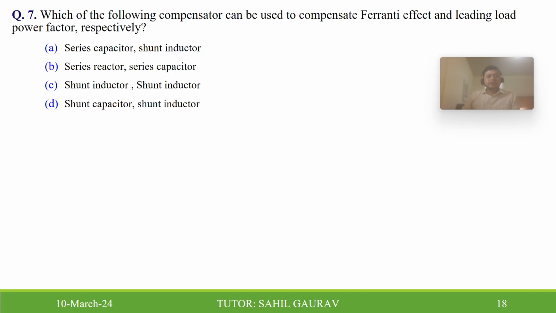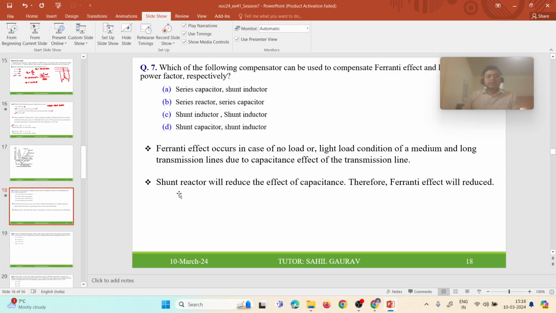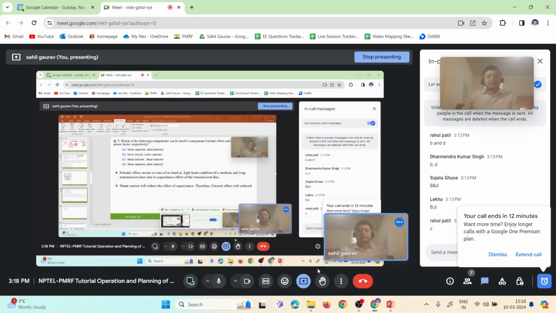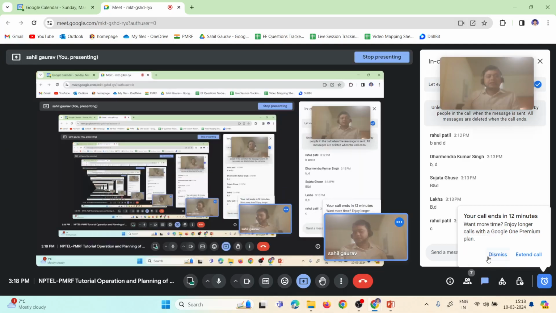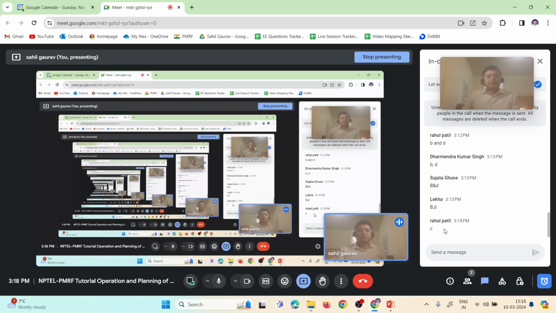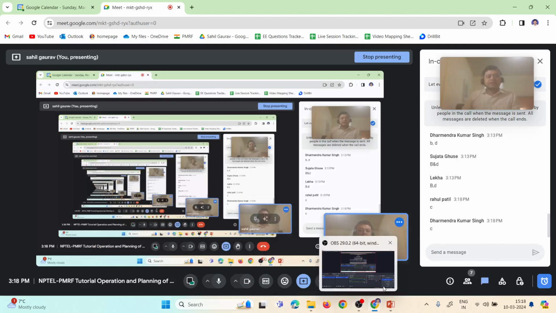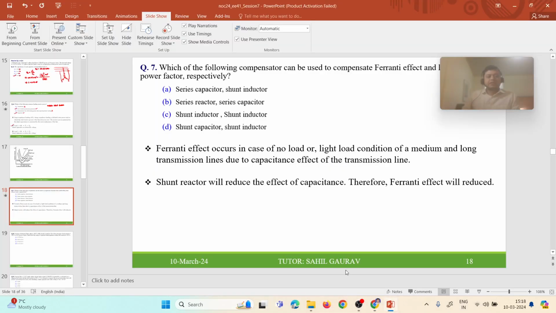The Ferranti effect happens in the case of light load condition in a medium or long transmission line due to capacitance effect. I think you are also familiar with the Ferranti effect. Rahul, Dharmender, Rahul, C. Yes, it is correct. C is correct.